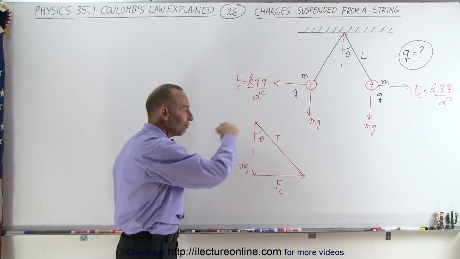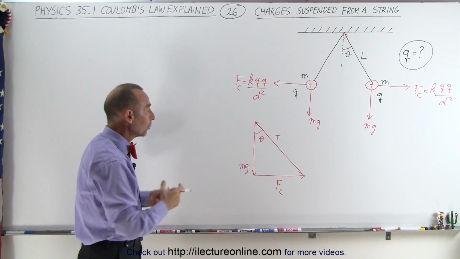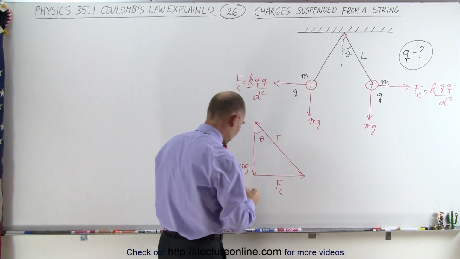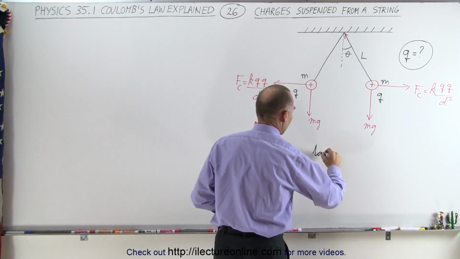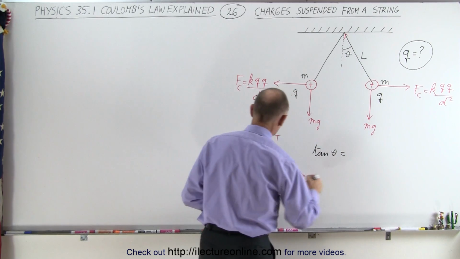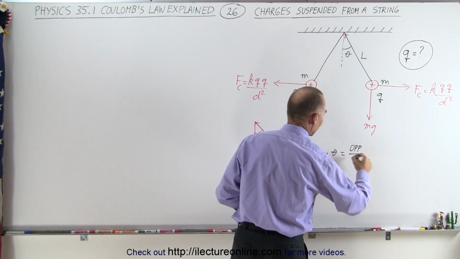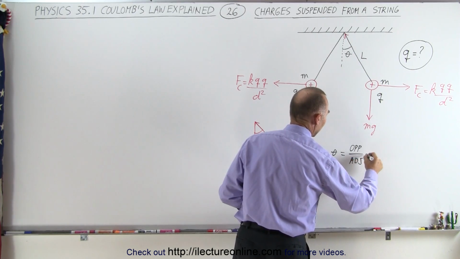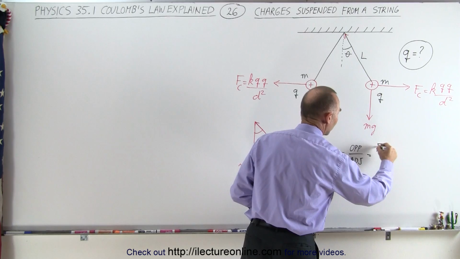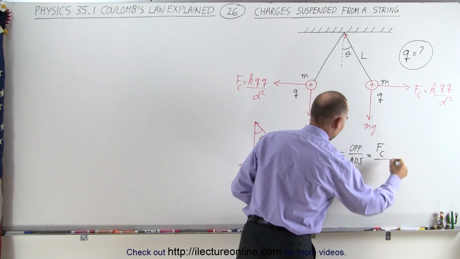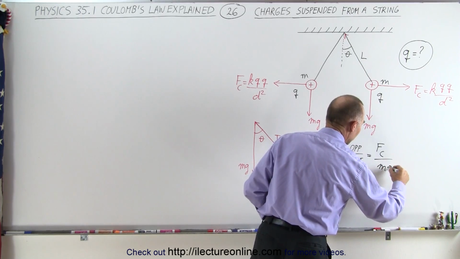Now, all three forces added together should add up to zero, which means we can now find the relationship between these two forces. We can now claim that the tangent of the angle theta is going to be equal to the opposite side divided by the adjacent side. And notice that in this case, the opposite side would be the Coulomb force, F sub c, and the adjacent side would be the weight of the objects, mg.